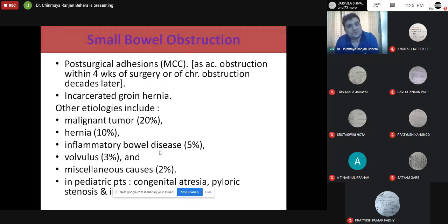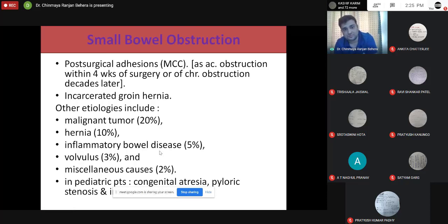So what do you do with small bowel obstruction? If it is a post-surgical adhesion, initially you will try to treat the patient conservatively with nil per oral, put a Ryle's tube, and IV fluids. If it is not subsiding, then you have to open up the case and see where the adhesion is, and you have to do an adhesiolysis.